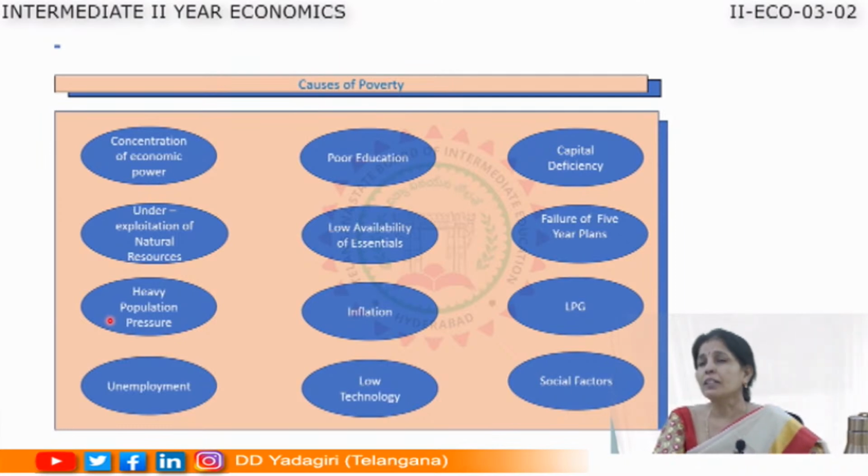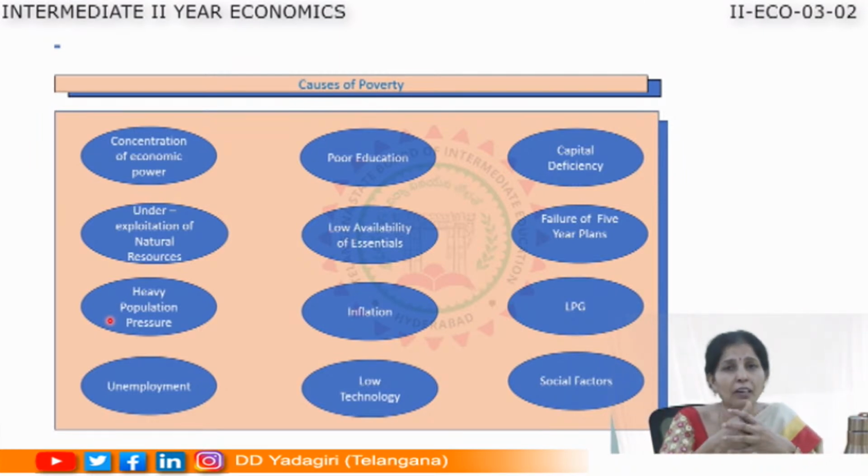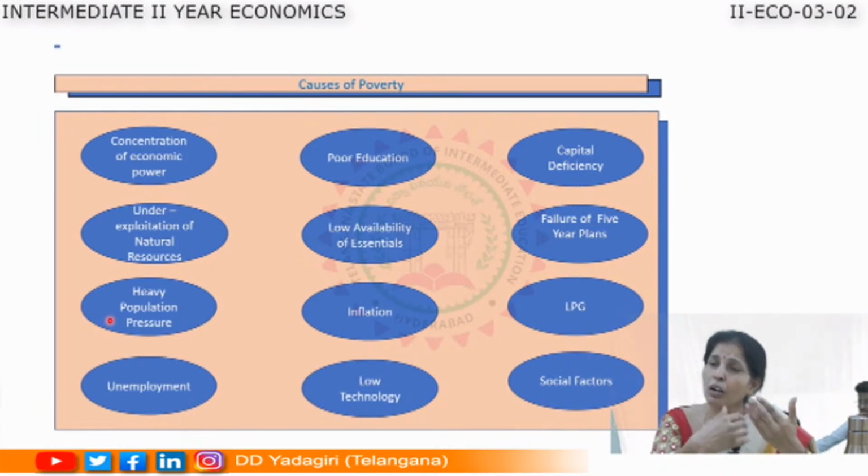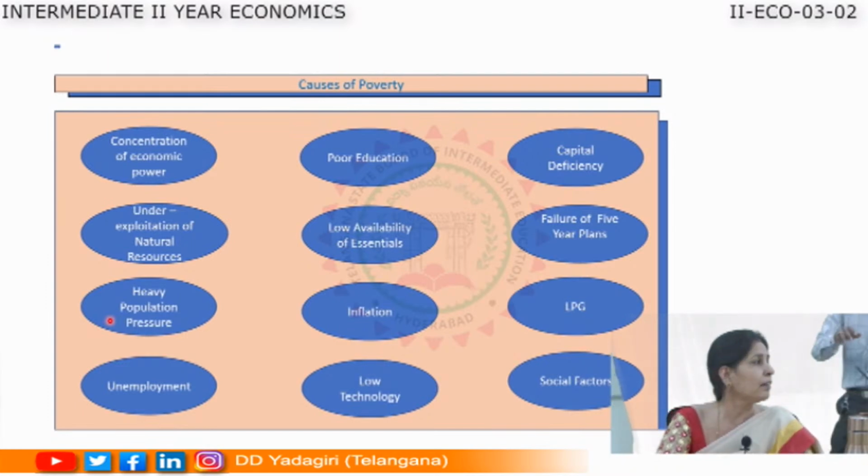The next one is under exploitation of natural resources. How is this contributing to poverty? Production is not possible without exploiting natural resources. But why are we not able to exploit them? There are multiple reasons. It could be because of a lack of technical knowledge, or we are not able to know the potentialities of the resources, or because of the absence of skills and efficiency.